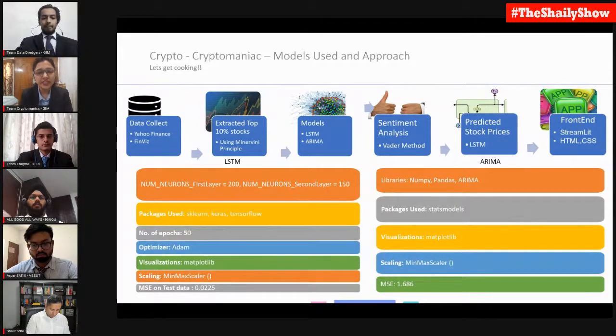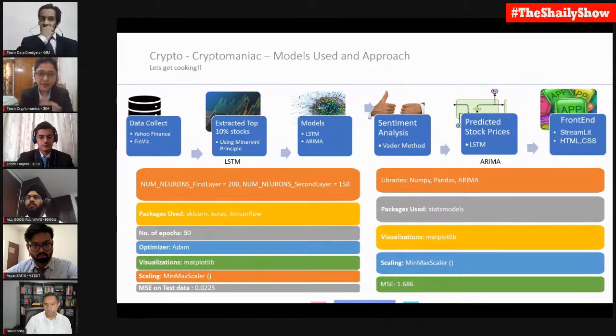For the fundamental analysis part, we also did the sentiment analysis using the Vader method. Vader is used for understanding the sentiments in social media. So that was the model that we used for the sentiment analysis part. As I mentioned, from the 2 models, we got the least mean square error in LSTM's case. So we picked the LSTM as our best model. And then we created a front end using Streamlit, HTML and CSS to show the whole approach in a user-friendly manner to the people.